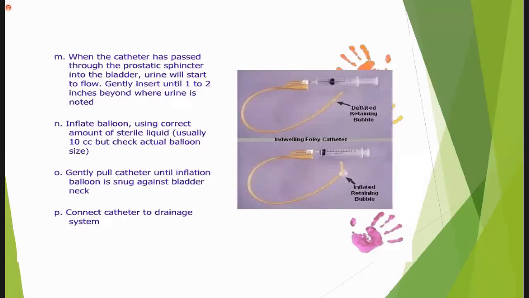And then gently pull the catheter once the balloon has been inflated, until the inflated balloon is snug against the neck. You can pull back the catheter. If you feel the resistance, it means the catheter is fixed at the bladder neck. Connect the catheter to the drainage system or the drainage bag.